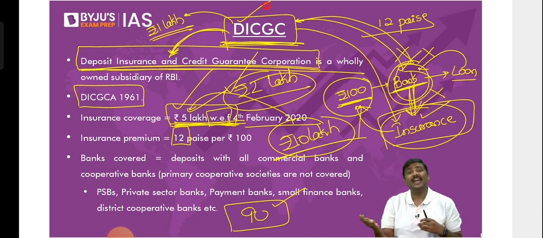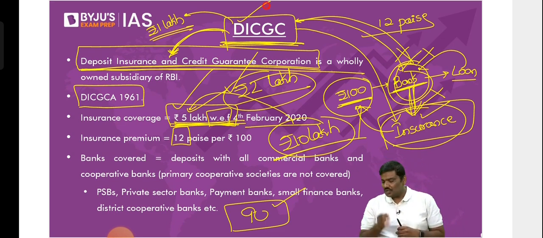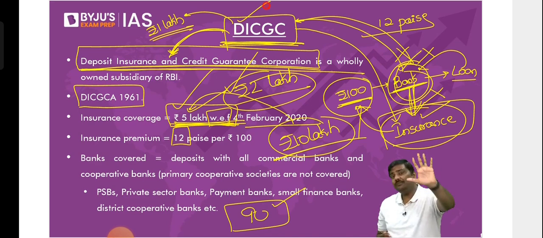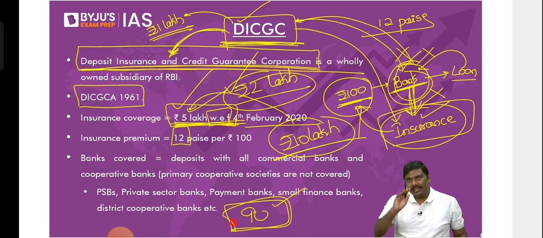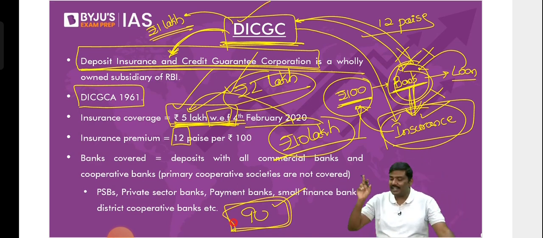And that will cause anxiety. That will create panic among the customers. So the Government of India now says, cover the insurance amount up to 5 lakh rupees, plus ensure that in 90 days, customers will get their deposits back.